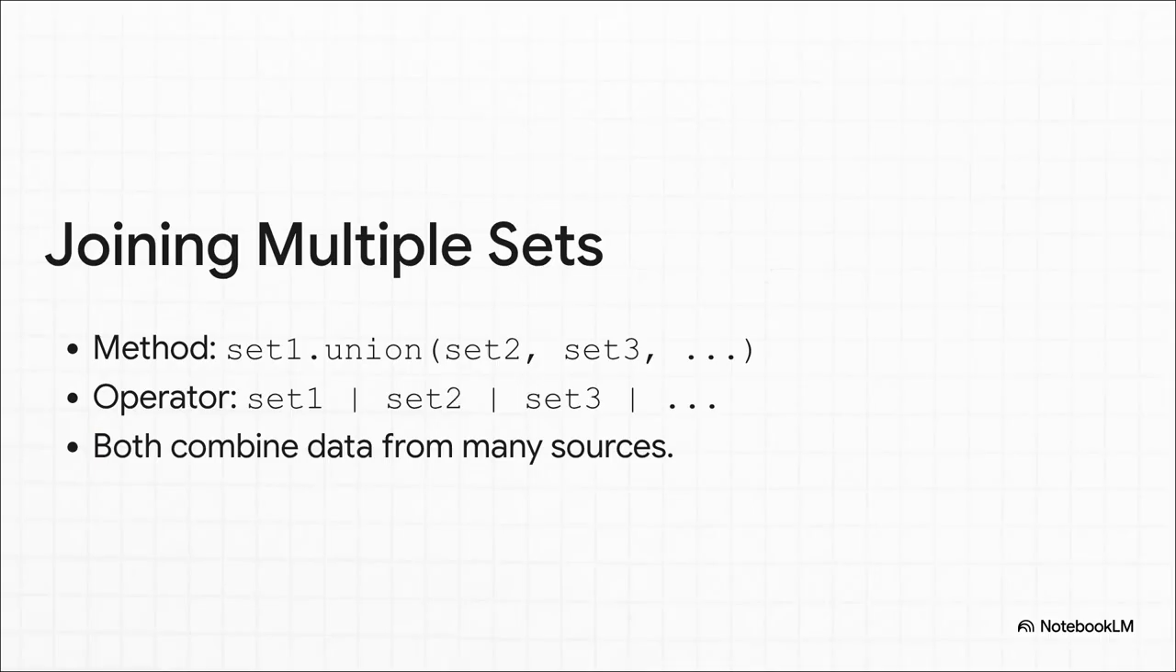And this is where it gets really powerful. You're not just limited to two sets. Not at all. You can chain together as many as you want. Whether you pass a bunch of sets into the .union method or just link them with the pipe operator, you can consolidate data from all kinds of different sources into one single master set.